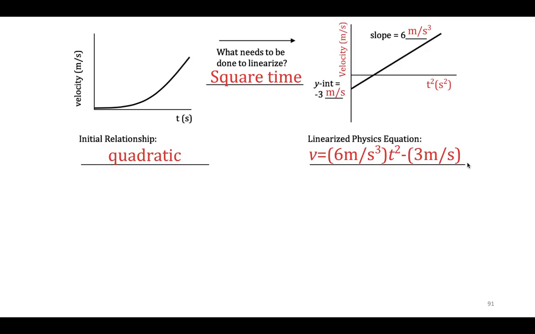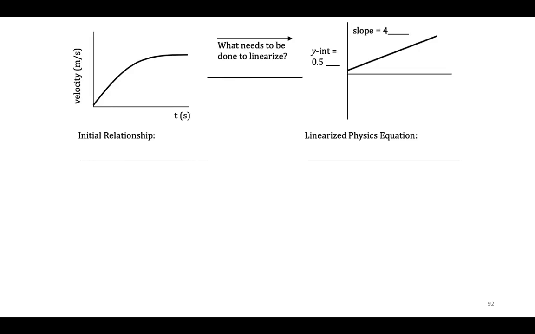All right, try the next one on your own. Pause me really quick and try this next one. All right, hopefully you tried it. This relationship is a square root. When we have a square root, we need to square the y-axis, which in this case is velocity.